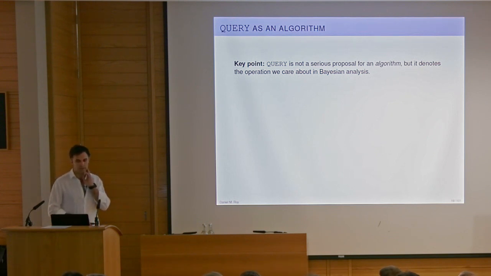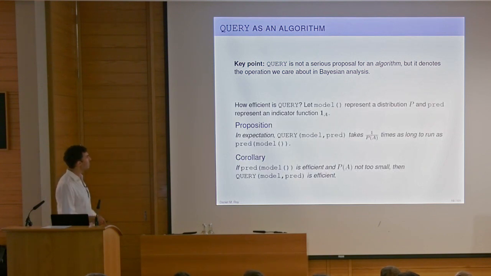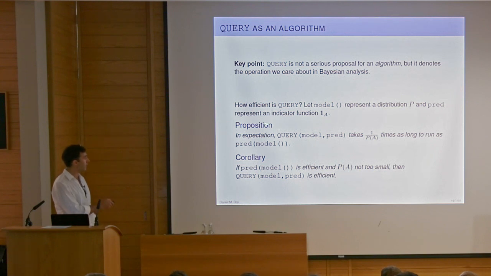All right, so I made this point several times, but just to make it abundantly clear, query is not a serious proposal for an algorithm. It just simply denotes the object we're after. But still, we can analyze it. So how efficient is query? If you have a procedure model that represents some distribution P, and we have a predicate that represents an indicator function 1_A, then in expectation, this computation is going to repeat itself 1 over P(A) times. And every time through, it's going to be performing the computation that is involved in evaluating this.